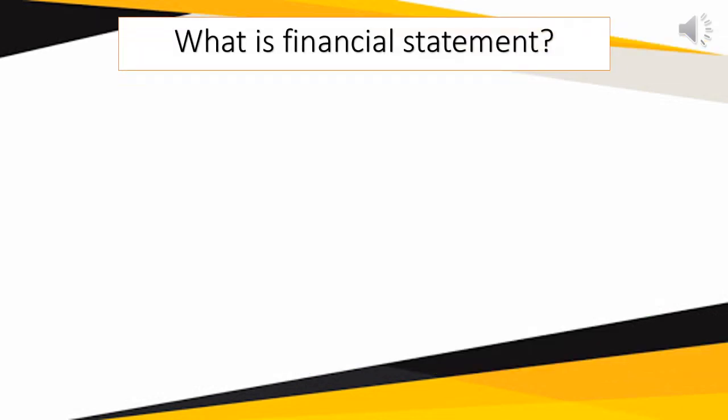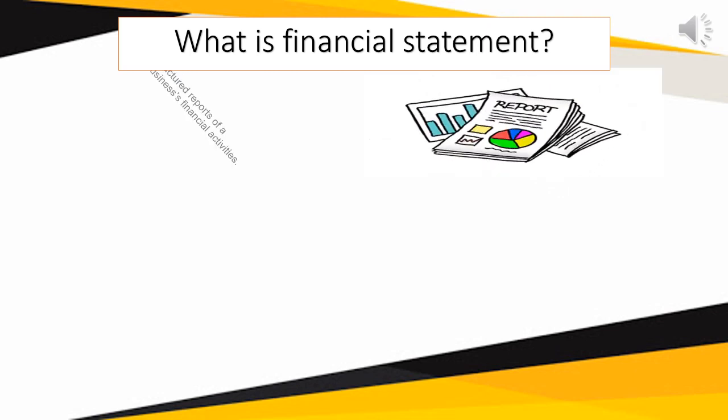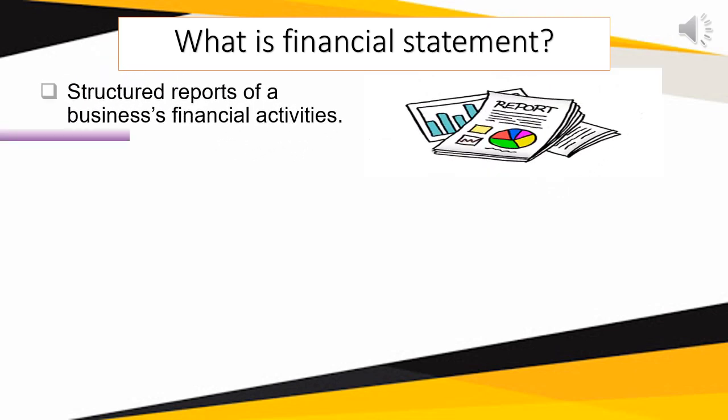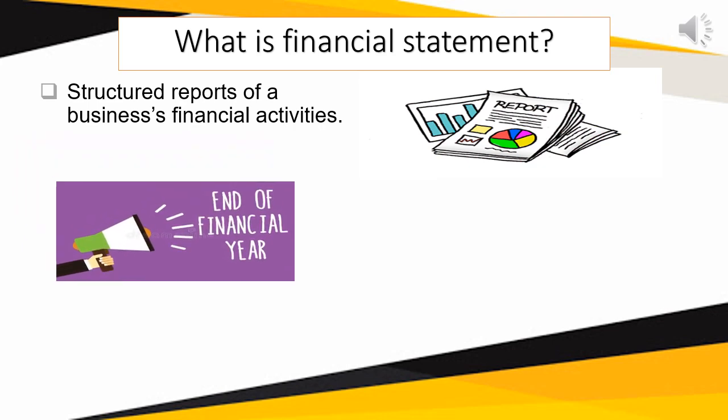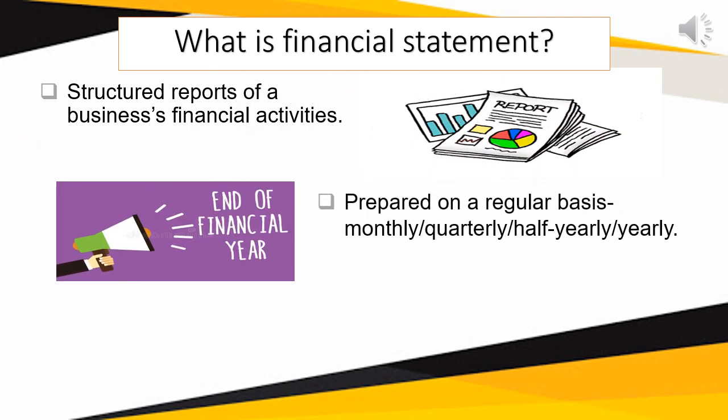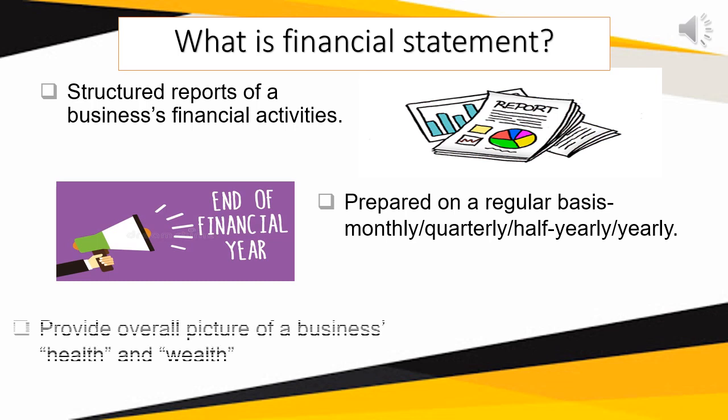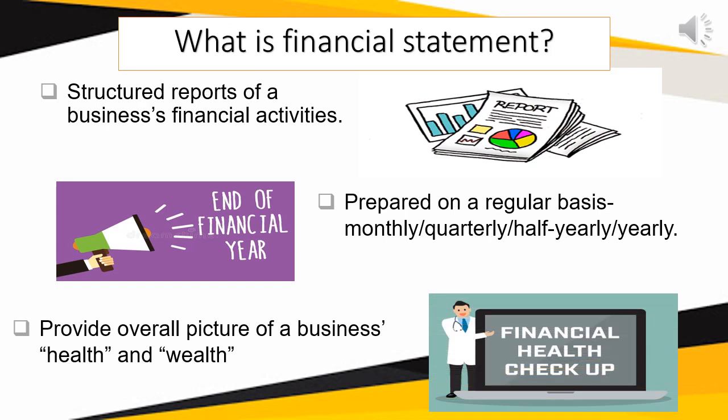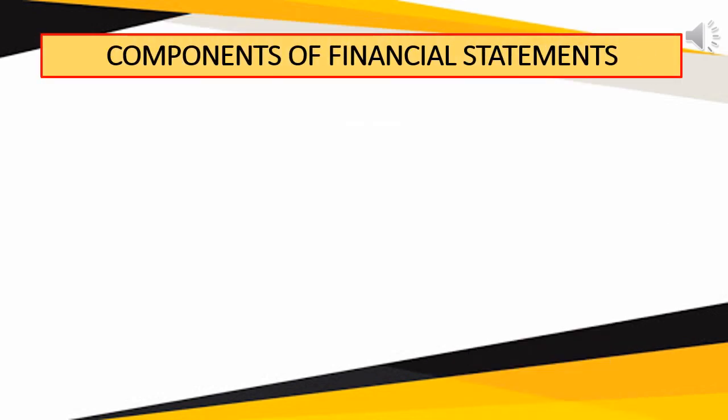What is financial statement? Financial statement is actually a structured report to show a business's financial activities. Usually, financial statement is prepared on a regular basis. It can be monthly, quarterly, half-yearly, or yearly basis. It depends on the company or business. Financial statement also provides an overall picture of a business's health and wealth. In other words, to show the financial position as well as the performance of the business at a particular point in time.